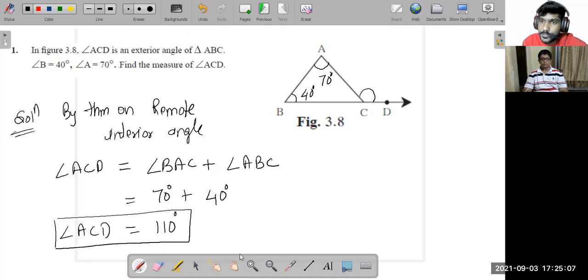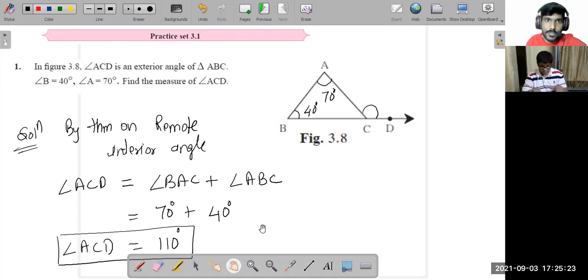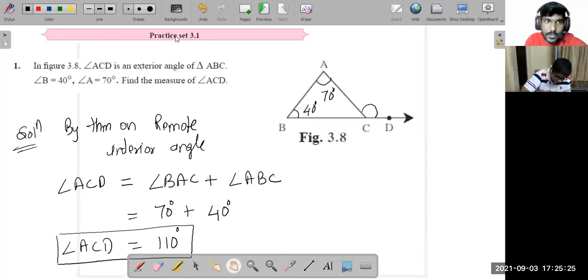Is this sum clear? Write it down. Draw the diagram also. It's okay if you don't write the question, but put the question number, okay? Exercise 3.1, first sum. Put that question number, but draw the diagram.